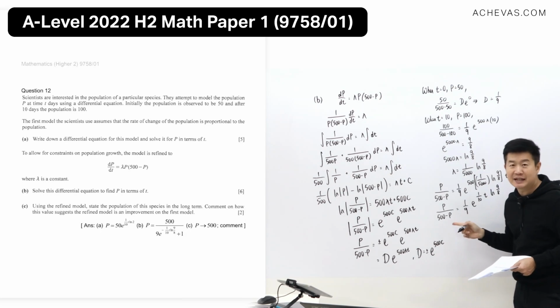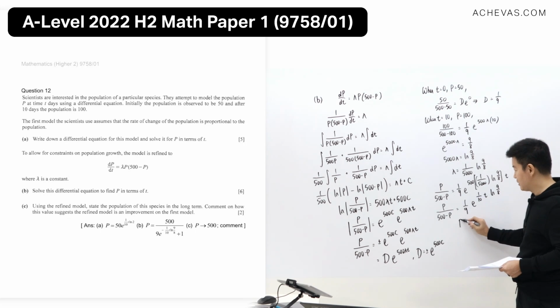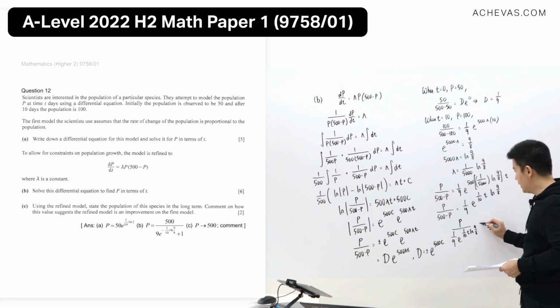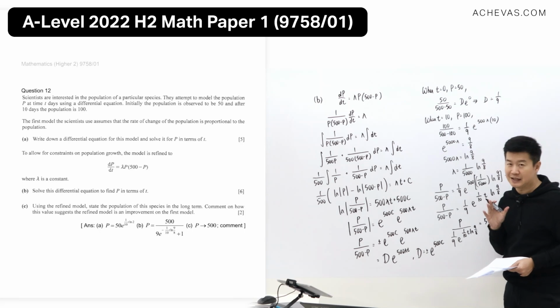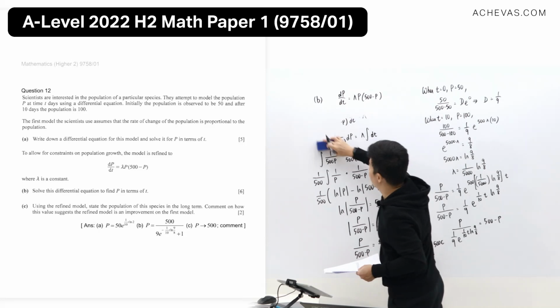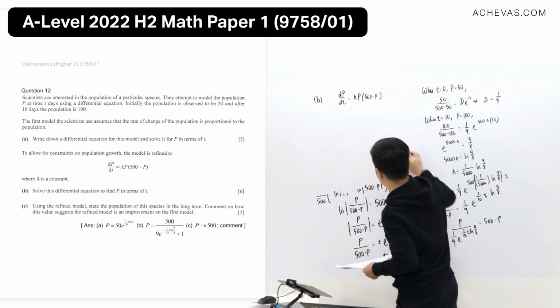We still need to make p the subject. So let me divide this across to the other side, which is p over 1 over 9 e to the power of 1 over 10 t ln 9 over 8 is equal to 500 minus p. I just need a little bit more space in order for me to find p in terms of t. So let me erase this and continue here, okay?